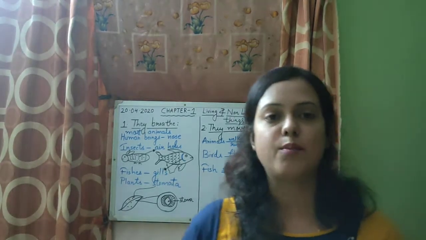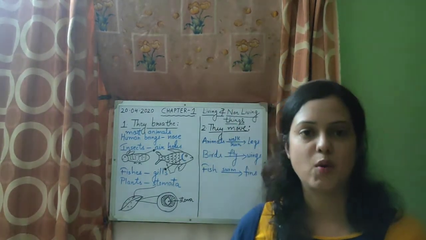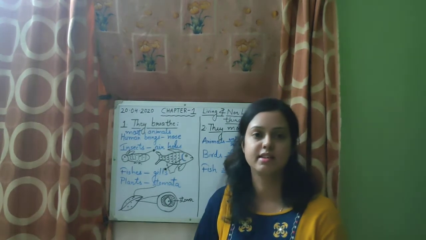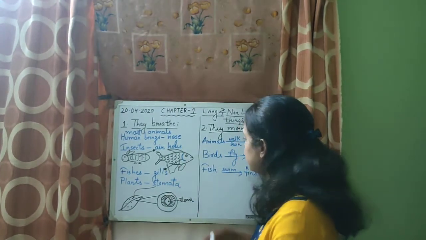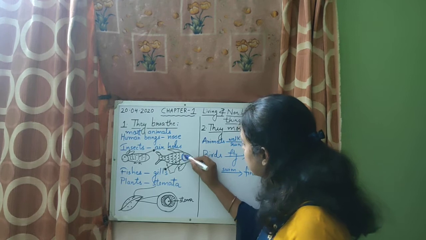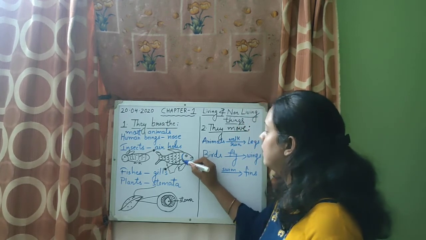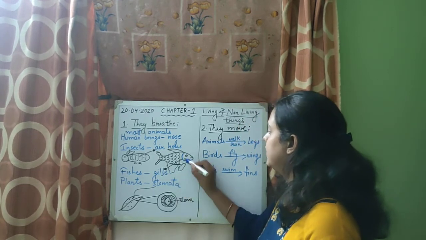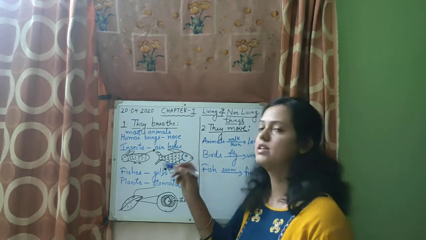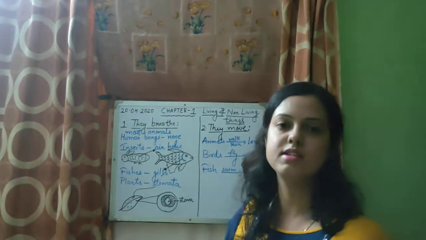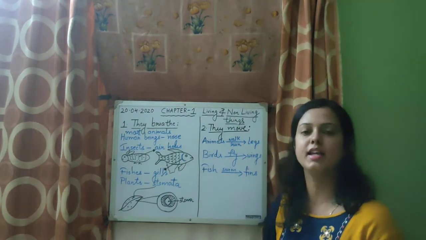Fish breathe with the help of special organs present in their body which are known as gills. Can you see this blue curved structure? These are nothing but gills. So with the help of gills, fishes breathe. They take in the oxygen and give out the carbon dioxide in the water.